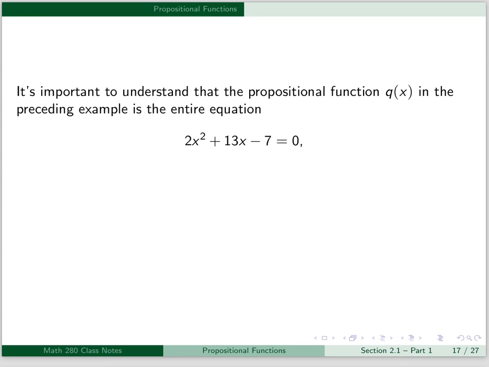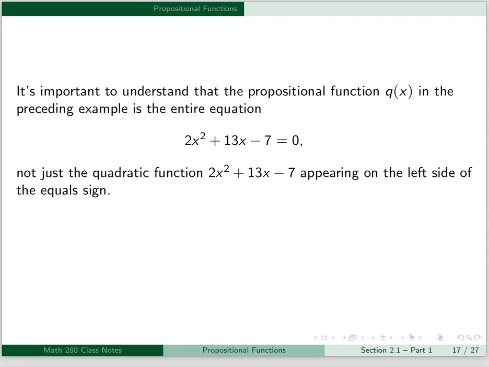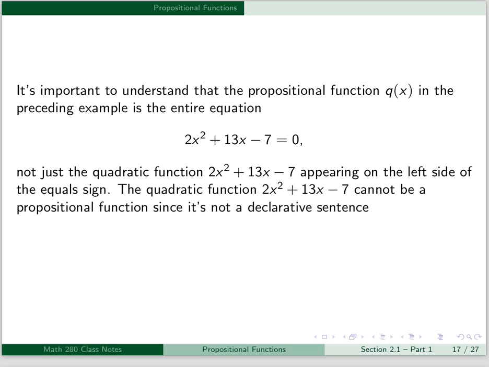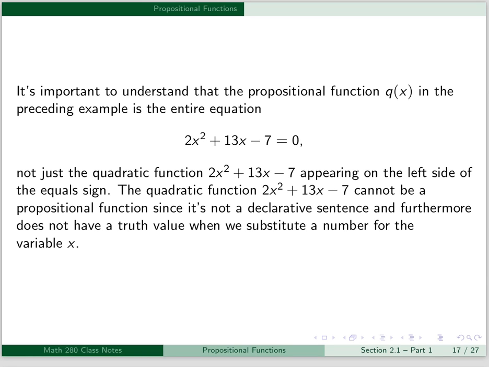It's important to understand that the propositional function q of x in the preceding example is the entire equation 2x squared plus 13x minus 7 equals 0, not just the quadratic function 2x squared plus 13x minus 7 appearing on the left side of the equal sign. The quadratic function 2x squared plus 13x minus 7 cannot be a propositional function since it's not a declarative sentence, and furthermore does not have a truth value when we substitute a number for the variable x. If we substitute a number for the variable x, we're just going to obtain a number itself.